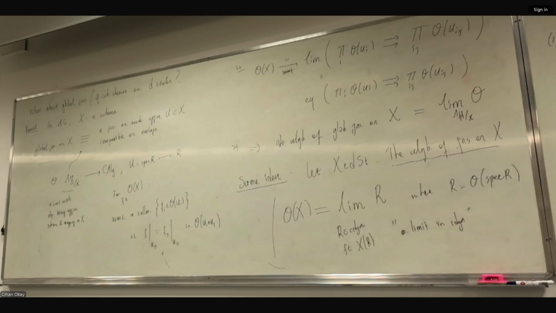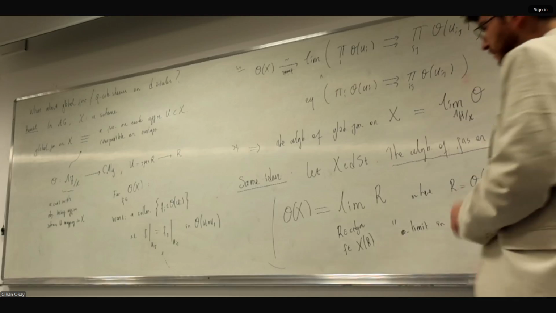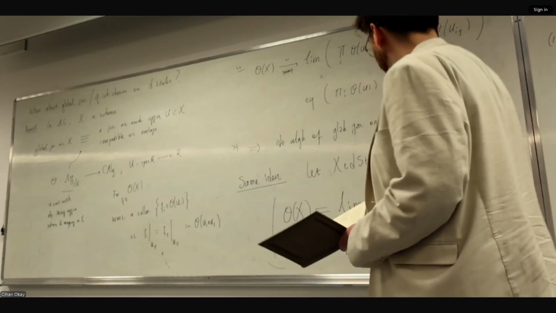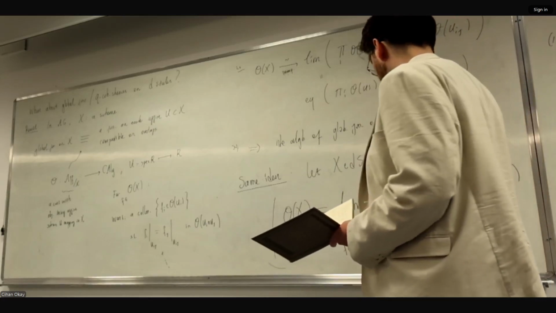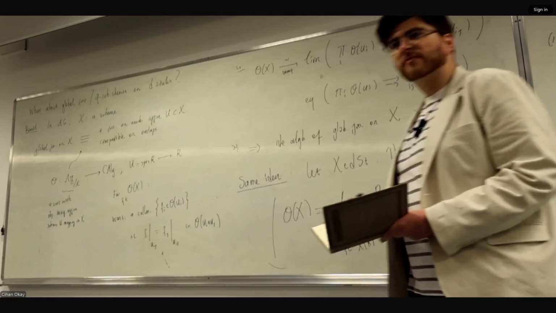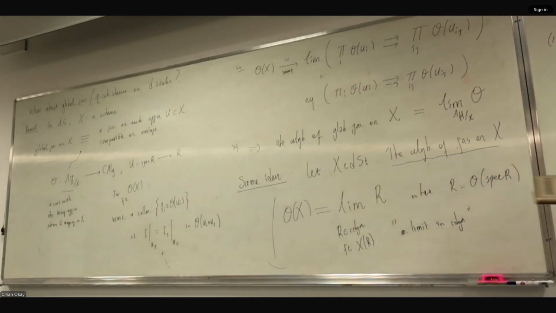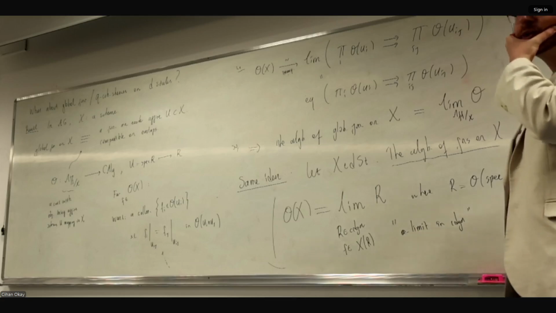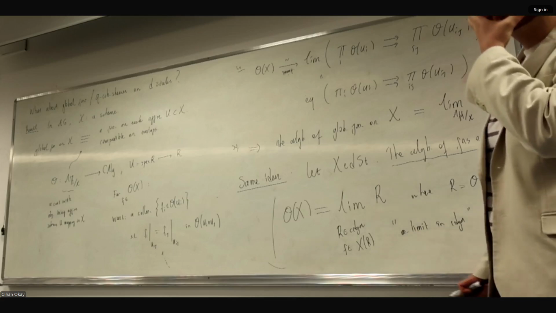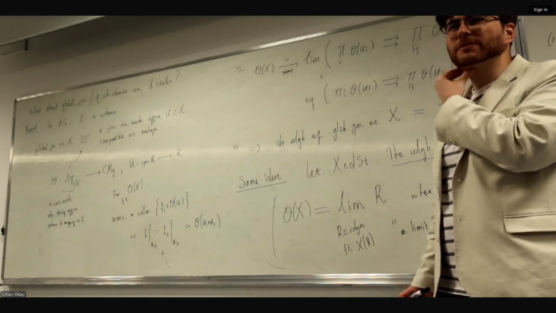Okay. So therefore, when you write something like this, we get a CDGA when we take it. Okay, so there's a model structure there too. Yeah, sure. Weak equivalences are quasi-isomorphisms.